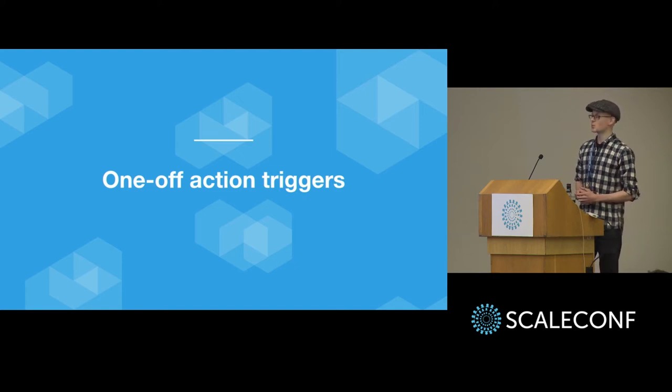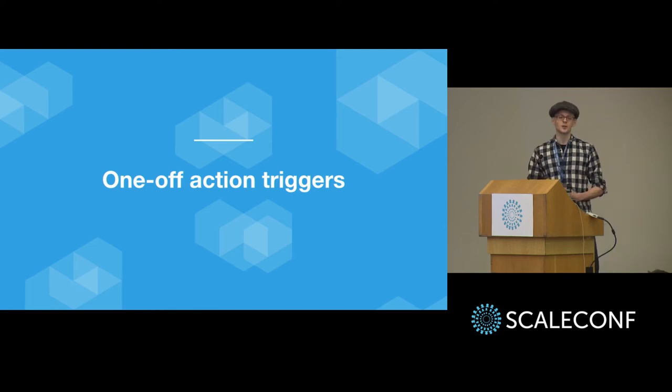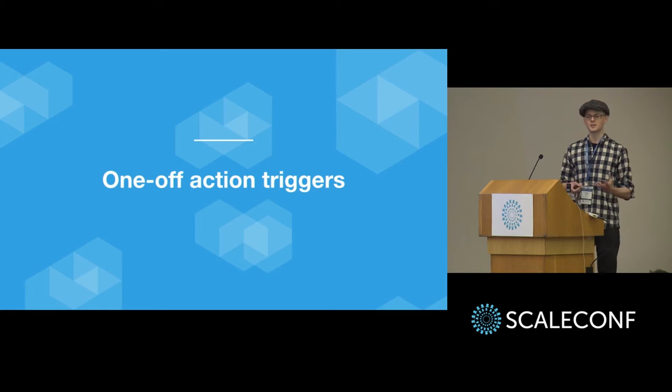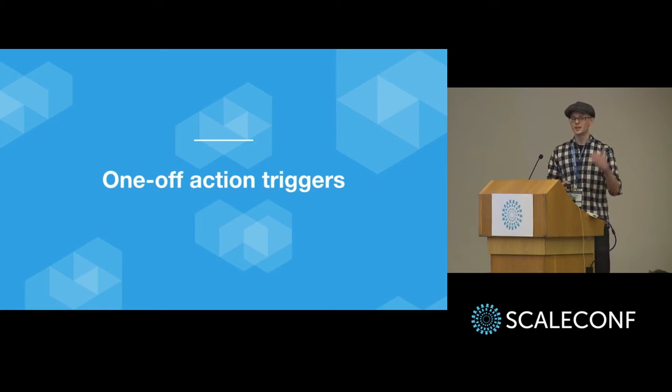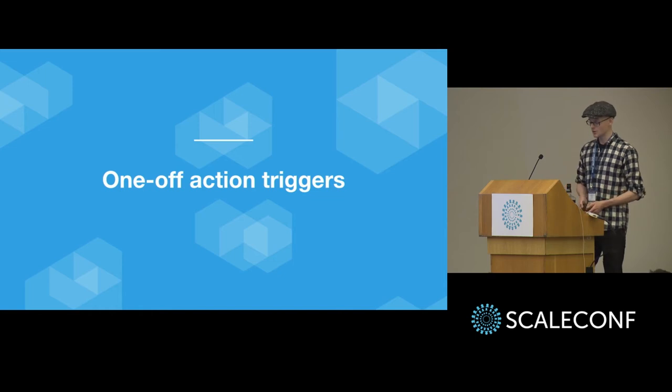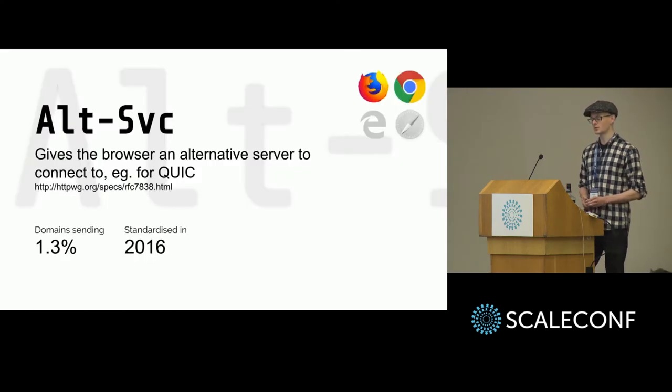So the next category is one-off action triggers. These are headers which cause the browser to do something useful but are not related to the content that they are attached to. This is somewhat controversial because the idea of headers is that they are metadata describing the document, right? And to just piggyback some kind of random instruction on that seems like misuse of the protocol. But nevertheless, we're seeing a lot more of this happen, and so I want to talk briefly about alternative services.